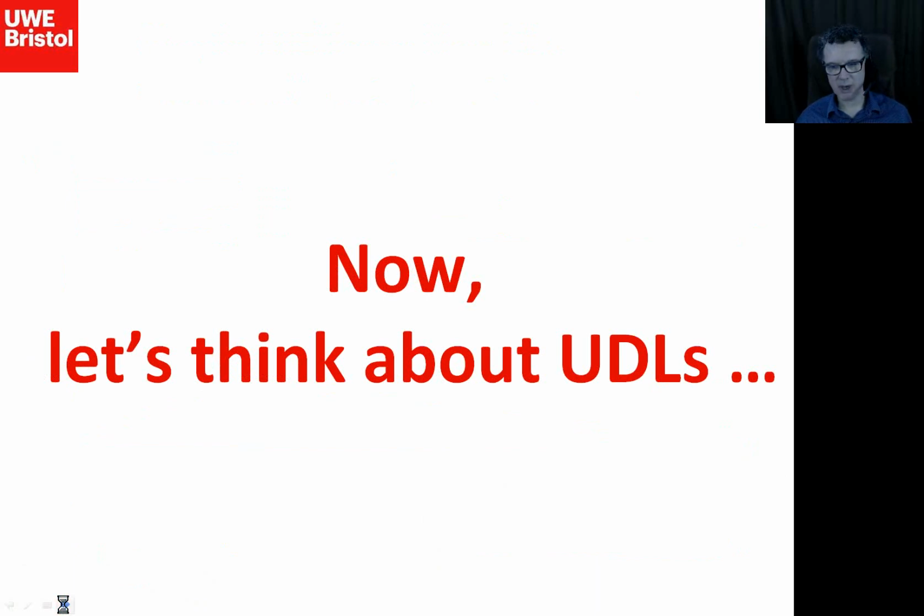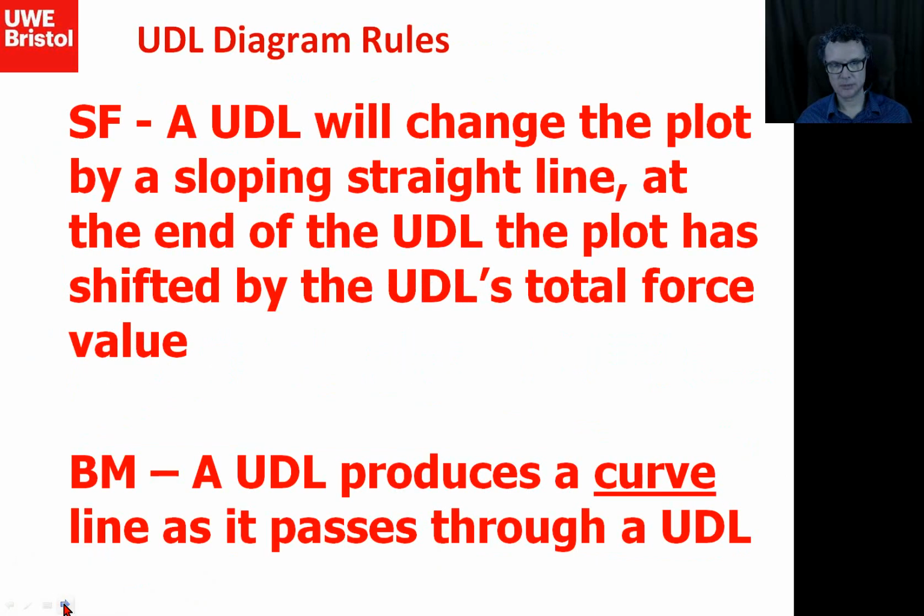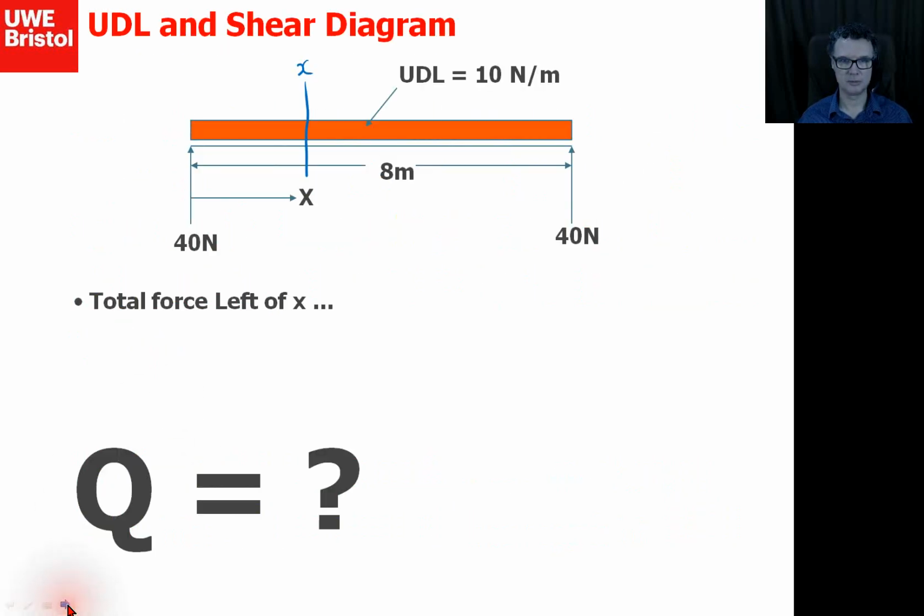Now let's talk about the UDLs. So for our shear force diagram, the UDL will create a sloped straight line, so that's what we're looking for. And for the bending moment diagram, it will produce a curve, a parabola, as it passes through the UDL. So there are our diagram rules for our UDL to start with.